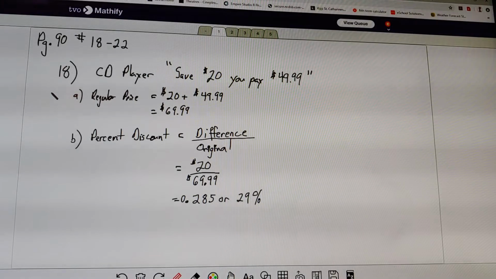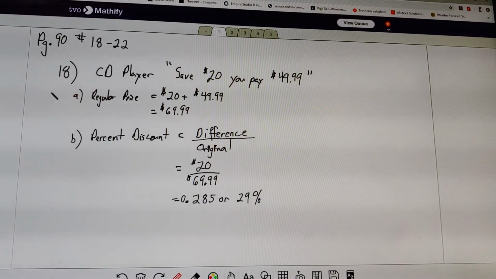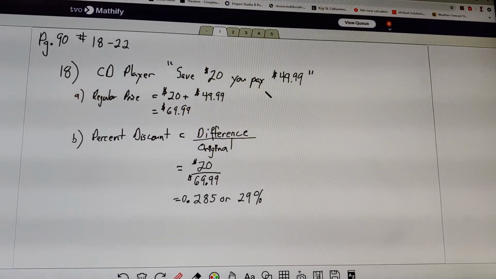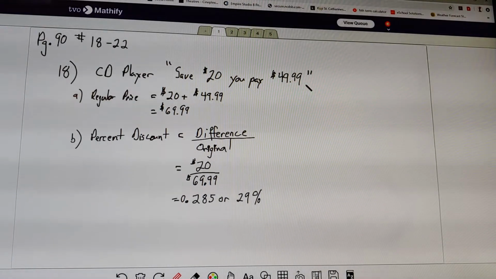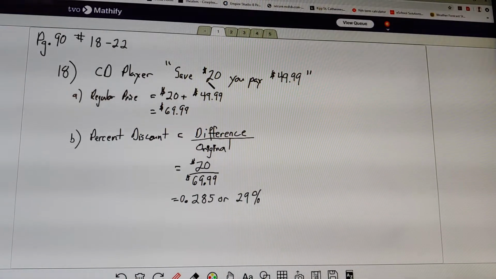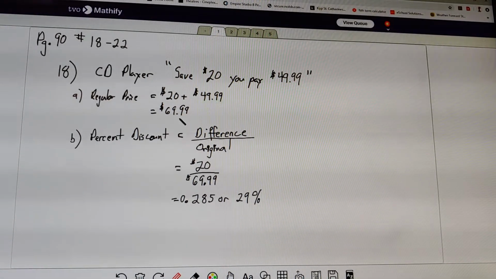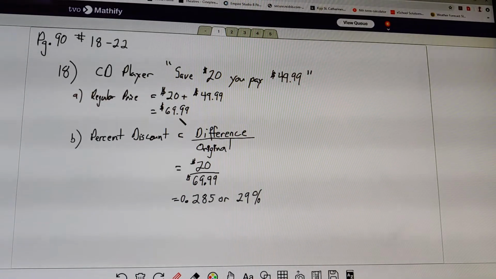Number 18 says a portable CD player is on sale. It's advertised as save $20. You pay $49.99. So it asks, what's the regular price? Well, they said we're paying $49.99 and we've saved $20. So that means they took $20 off. So to get the regular price, we have to put $20 back on. So it was $69.99.